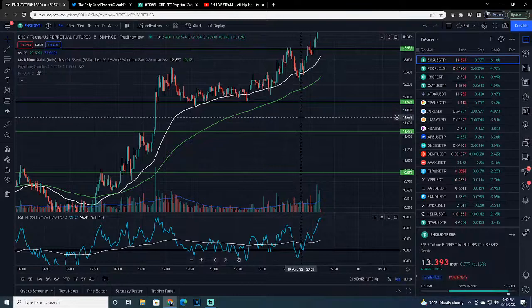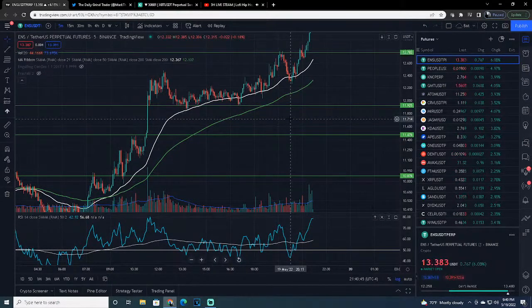You don't have to go 2 to 1, but I would take the majority of your profits at 2 to 1, cash out, make sure that you're in a risk-free trade at that point, and then set your stop loss to a break even at worst, and then you can let it run.